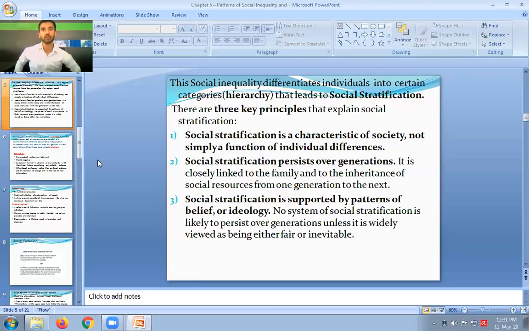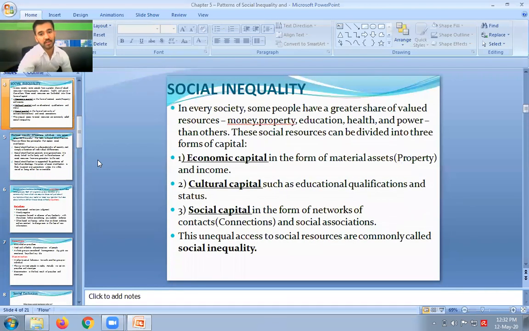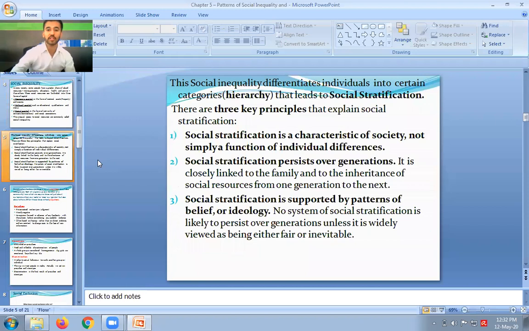It's not because of individual differences. It's not just because of the individual differences. Apart from individual differences, whatever society has set up, whatever these three capitals that have been set up, society actually plays a role in social stratification. Social stratification is a characteristic of society, not simply a function of individual differences, right?